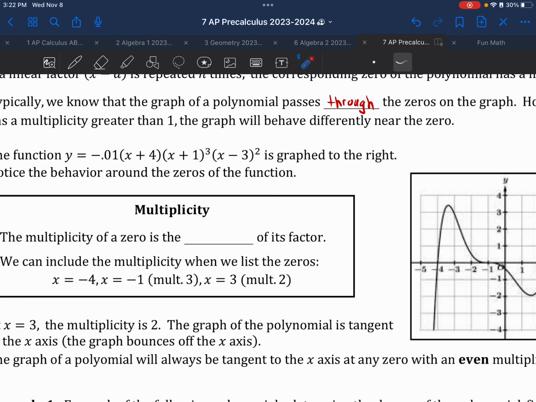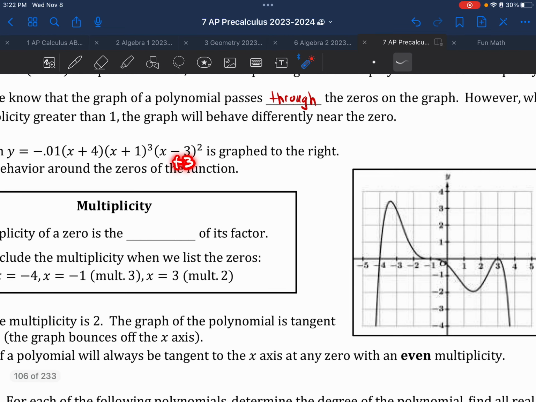That means that this x plus 1 term has an x-intercept of negative 1, and we can see right here it passes through. And x minus 3 equal to 0, I'm going to add 3 to both sides, and this is going to turn into a positive 3 x-intercept over here. Notice that we went through the x-axis, but then we turned around at the x-axis. Why did that happen?